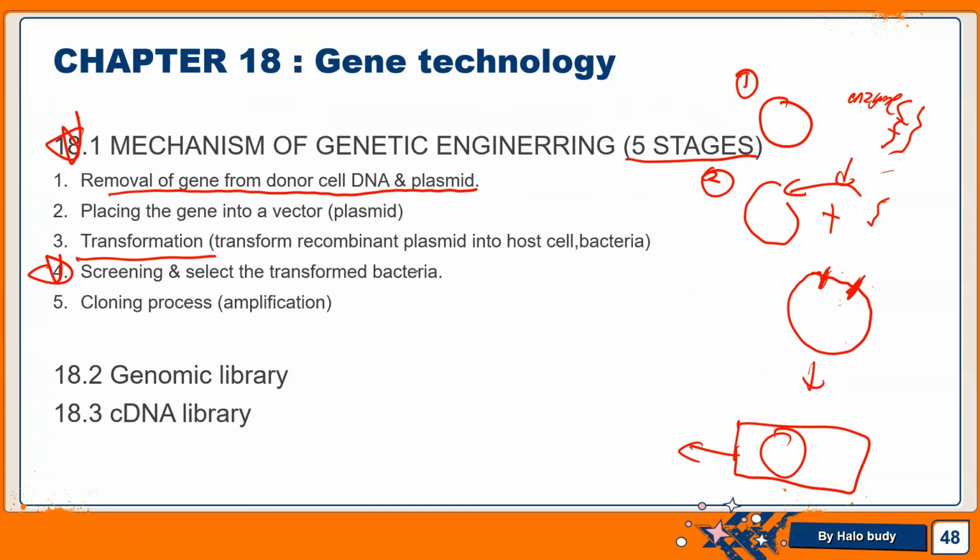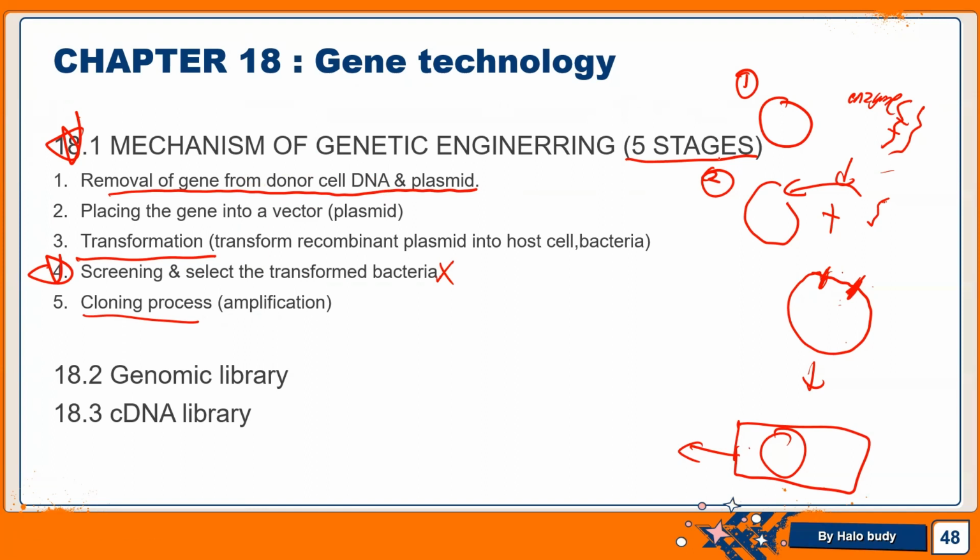Because if you do not do this process and directly do the cloning process of amplification, maybe the culture has bacteria that do not have the recombinant. You have to do the screening and selection process first, then only do the cloning process. So these are the 5 main stages.